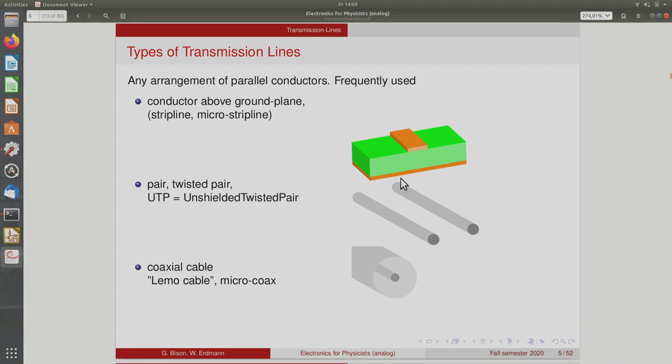The other thing that is used when you're not on a printed circuit board, but really bring wires from one place to another, is a twisted pair of wires.